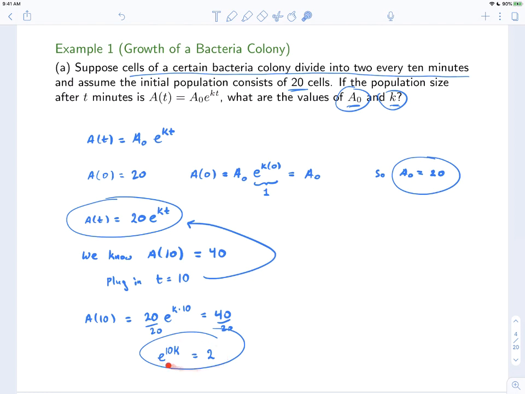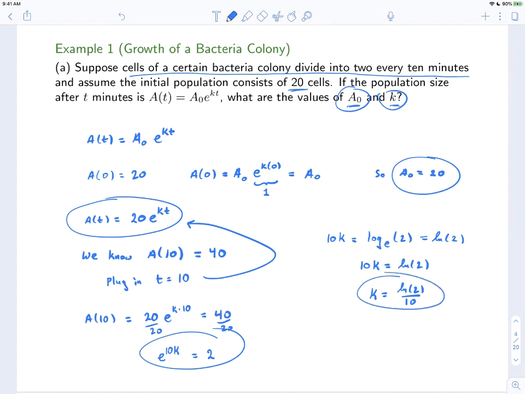We can reinterpret this exponential equation as a logarithm equation. Because what are we reading here? e to the 10k is equal to 2. That means 10k is the power of e that gives us 2. Of course, log base e has another name. It's the natural logarithm. So this is ln of 2. So 10 times k is the natural logarithm of 2. So k is equal to the natural logarithm of 2 divided by 10.